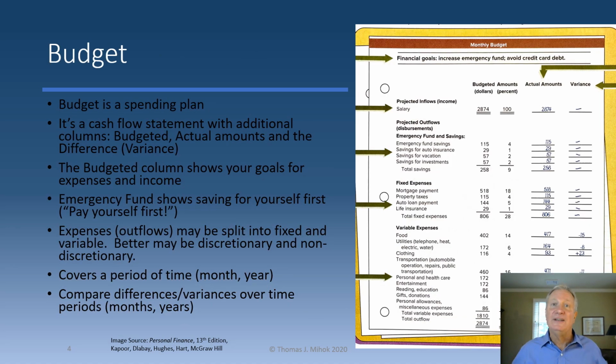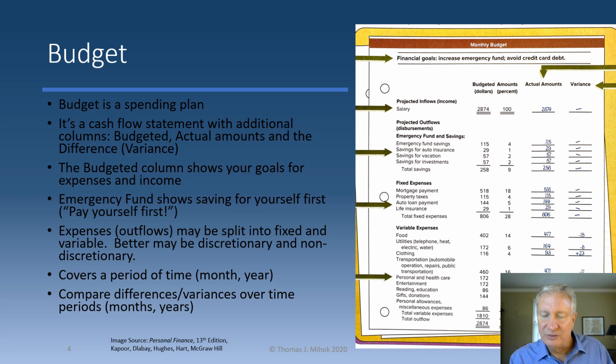Now, a budget is simply a personal cash flow statement adding a few columns: a budgeted amount, an actual amount, and the difference or the variance. Notice in this budget shown to the right, again from the Kapoor personal finance text, that you have projected inflows, projected outflows. Notice that they show an emergency fund. This is a great way to pay yourself first. A great way to, before you even start to spend on mortgages and life insurance and property taxes and food, pay yourself first. Pay your emergency fund.